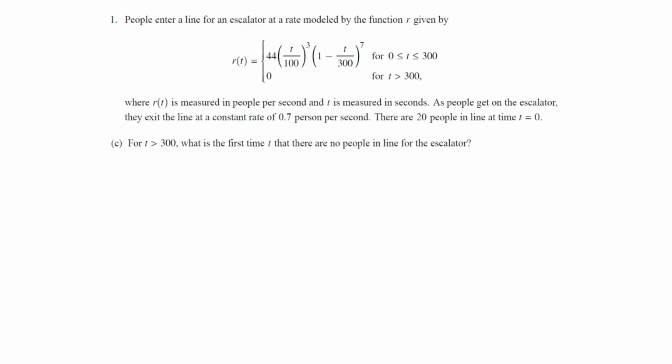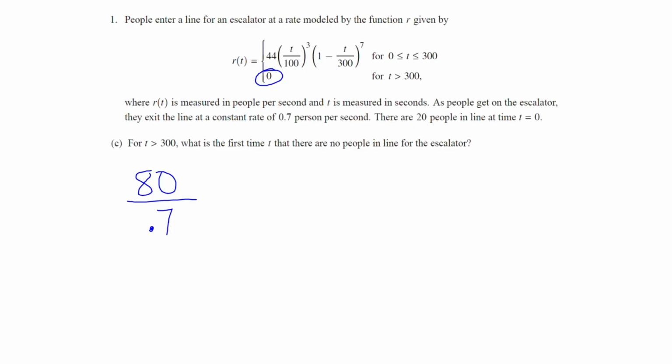For part C, it asks us, when is the first time that there is no one in line for the escalator? We can see that r of t after 300 is just equal to 0. So no one else is entering the line after t equals 300. And since we had 80 people in the line at t equals 300, we can find out how long after t equals 300 there was no one in the line, which would just be 80 divided by 0.7. We're just going to divide the number of people in the line by how long it takes people to exit the line, 0.7 people per second.